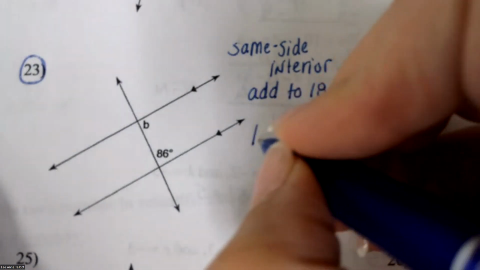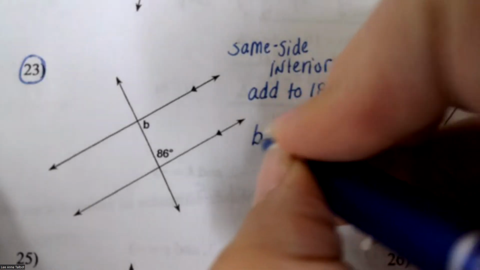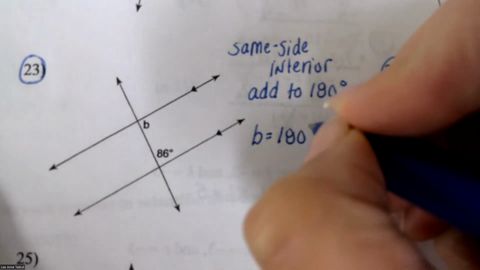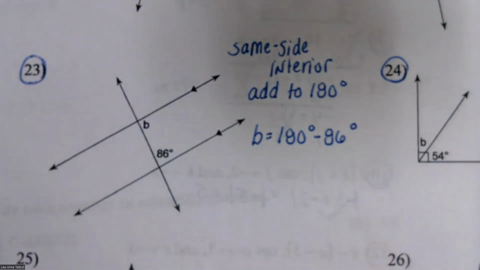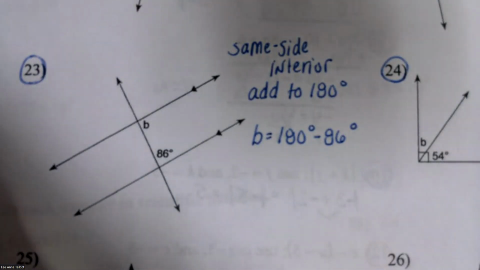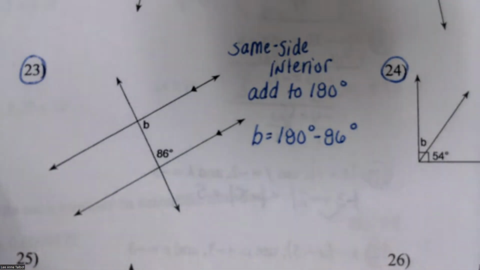Okay, so how we find it is we're going to say B equals 180 minus 86, and that is 94.